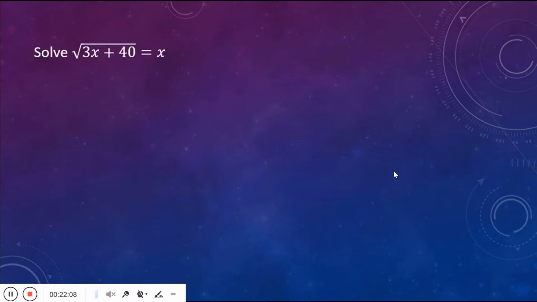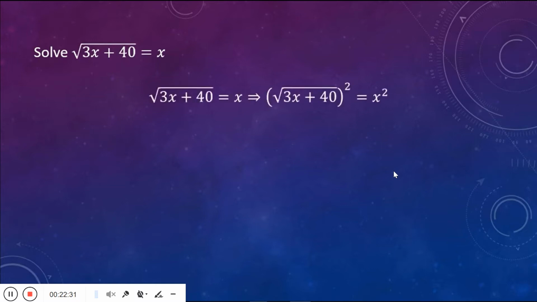So here's a nice, easy, basic problem just to start off with. The square root of 3x plus 40 is equal to x. I'm going to kick things off by squaring both sides. And squaring both sides is going to undo that square root that we have on our left-hand side. So you see that's what I did right here. The square root of 3x plus 40, that quantity squared, is equal to x squared. Or just x squared equals 3x plus 40.